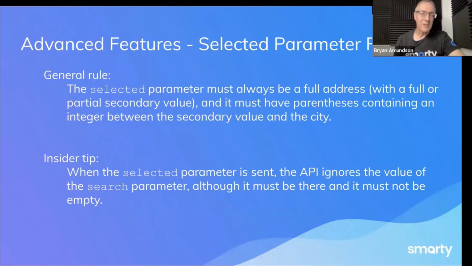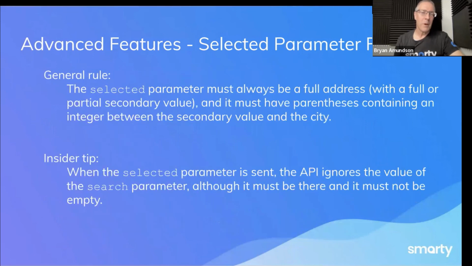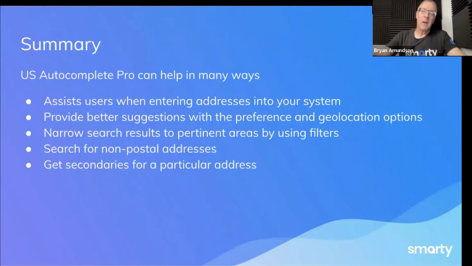Another thing that I think is kind of important is that the search parameter really doesn't have to contain anything of use. You could even put blah or taco, which is one of my favorite variable names, in the search parameter, but it has to be there and it has to contain something, but you can really put anything in it. So don't stress too much about the search parameter. It's the selected parameter that is the important part. And so that is all of the parameters that you can use within Autocomplete Pro.